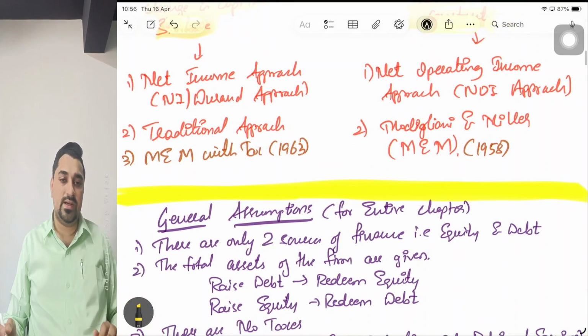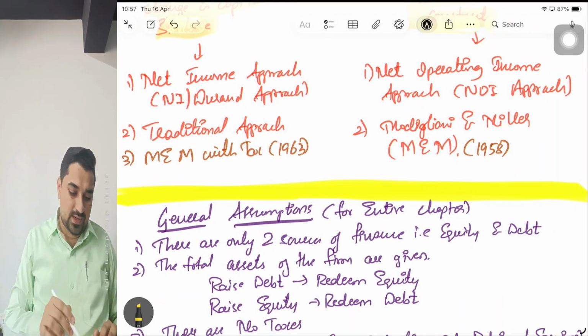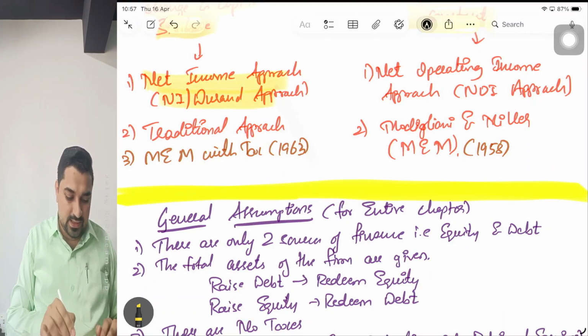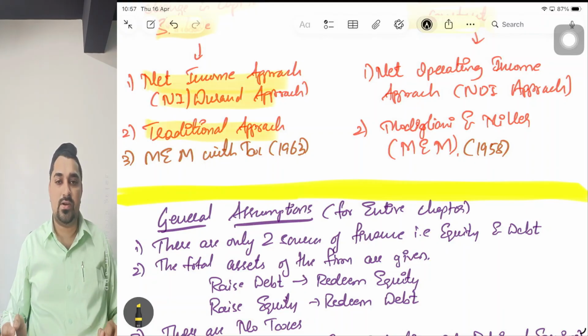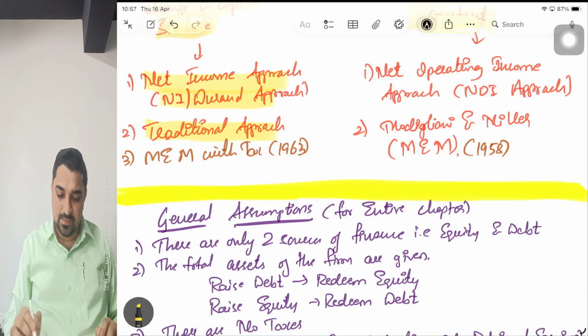What are the approaches that we need to study in capital structure relevance theory? Again, there are two approaches here, two approaches there. In capital structure relevance theory, there is the net income approach and the traditional approach. And coming to capital structure irrelevance theory, again there are two approaches: the net operating income approach and the M&M approach.